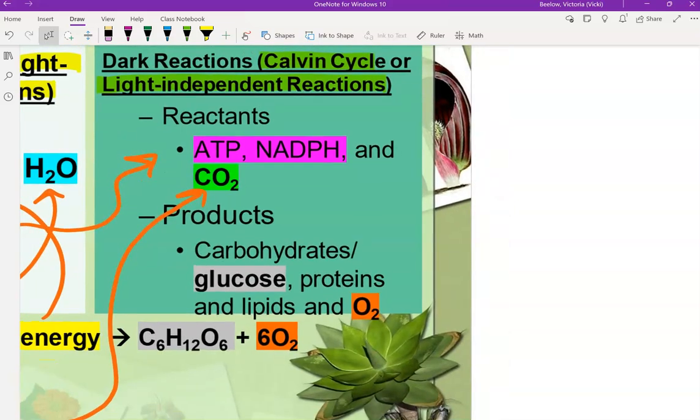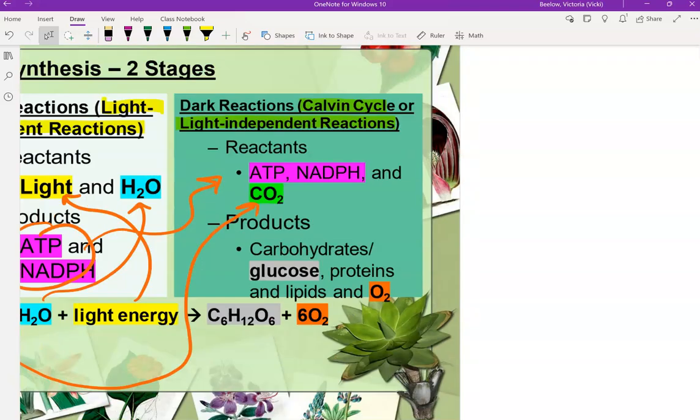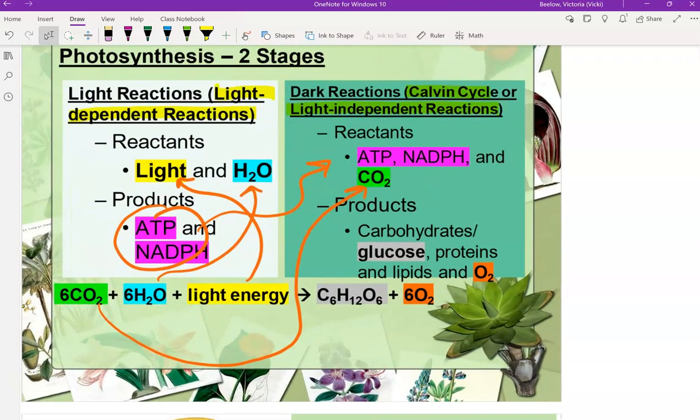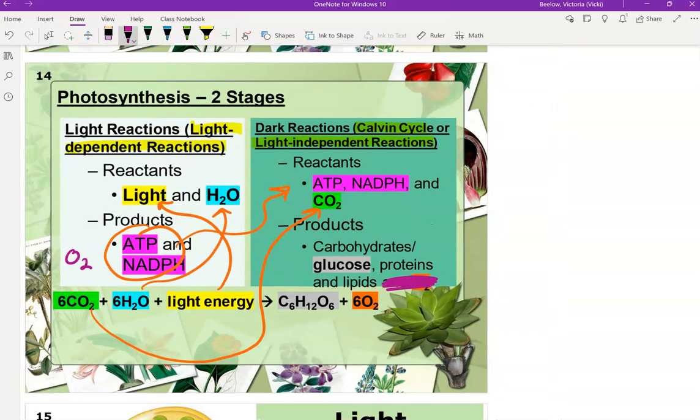And ultimately, we're going to make glucose and oxygen, which actually, hold on, I have to please fix this in your notes. I realize I still haven't fixed this. Oxygen should be over here because that's where we're making the oxygen, once we split up the water. So please make that adjustment in your notes.